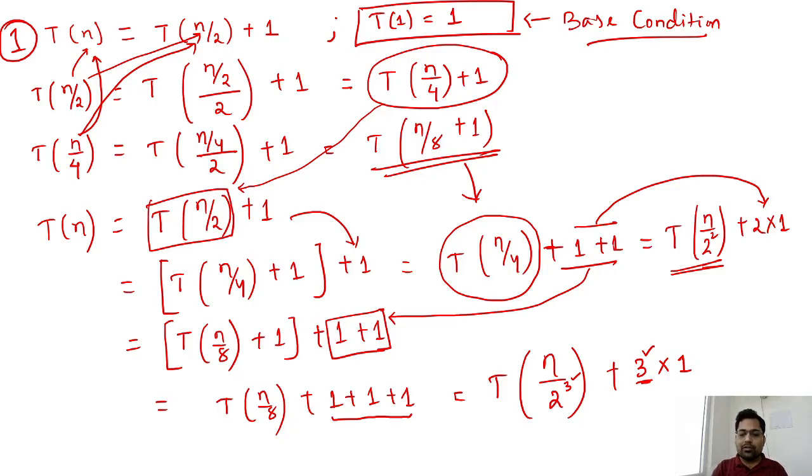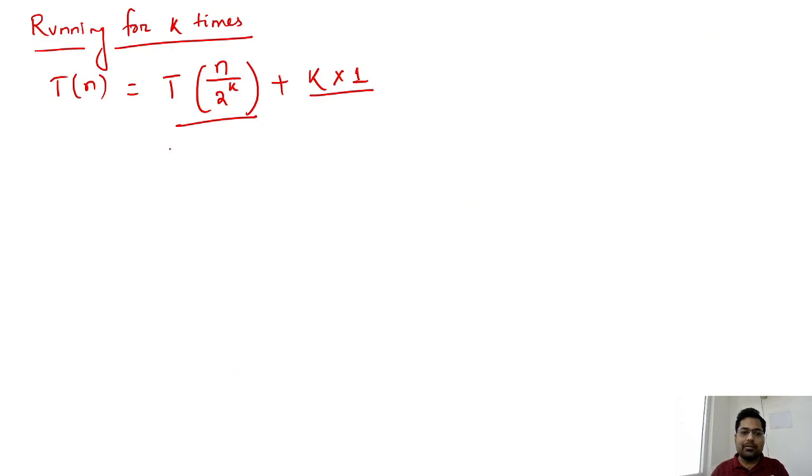ठीक है, तो यहाँ पे तुम देख सकते हो, the problem we found is T of n by 2 to the power k plus k into 1. So what exactly are we trying to find? We're trying to run it for, suppose, k times, and we found this much. But our main target is k, meaning how many times it should run. If we find the number of times, we can easily tell the time complexity. This is what we read in the iteration method.